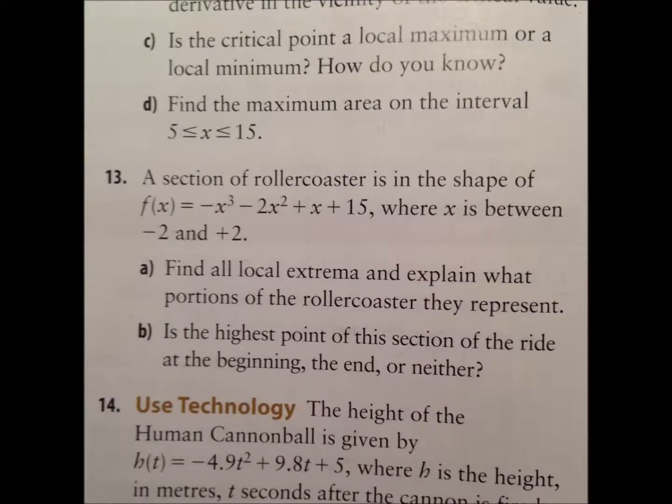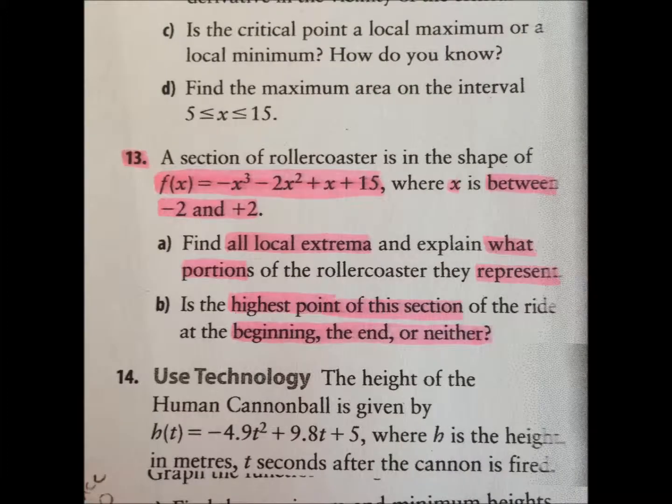Now part B. Is the highest point of the section of the ride at the beginning, the end, or neither? This question is asking at what point along the section is the roller coaster at its highest point, or when the y value is the greatest. This domain gives us the x values which correspond to the beginning, negative 2, and end, 2.